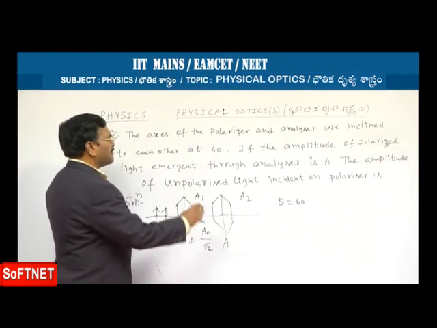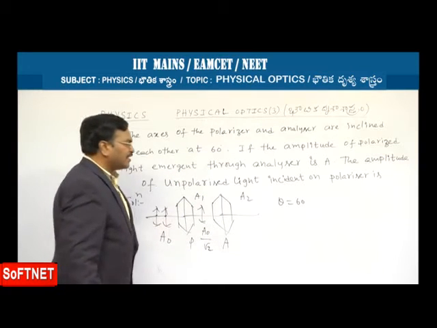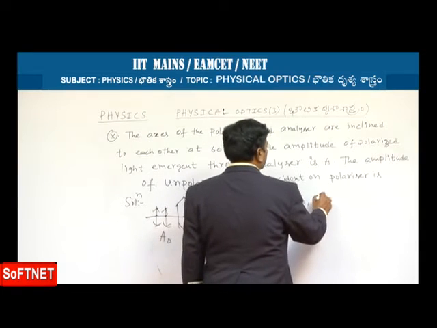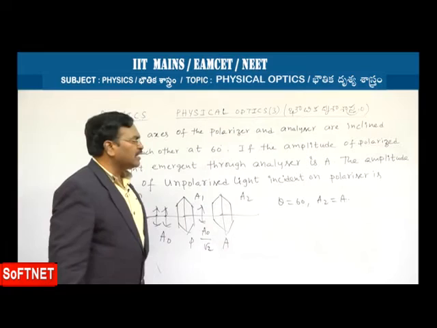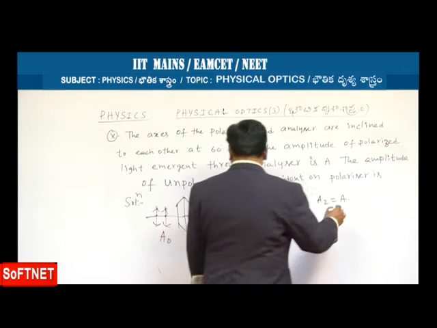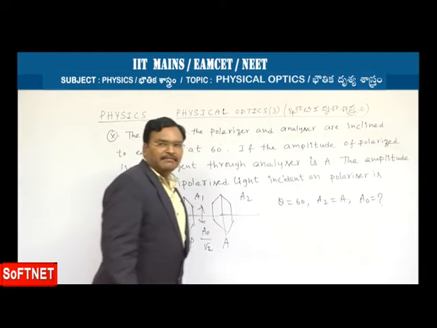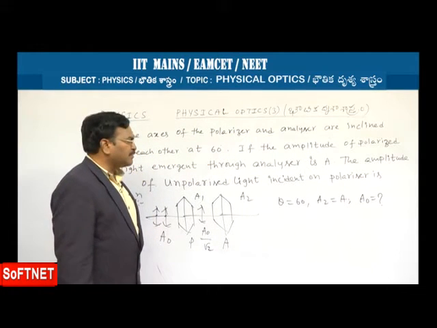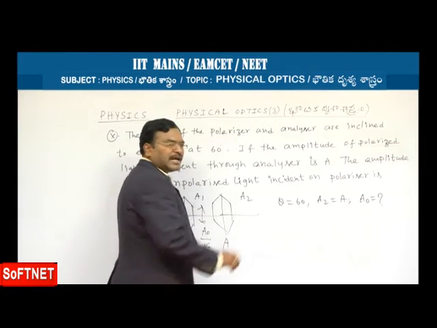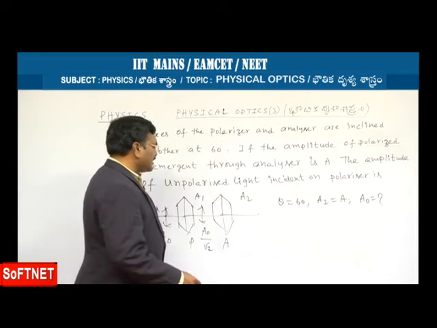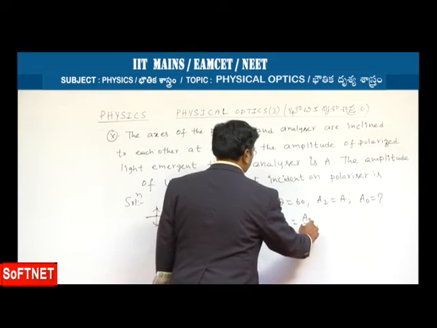Now, the amplitude of light emergent through the analyzer, A2, is given according to the question as A. We want to calculate the amplitude of unpolarized light incident on the polarizer, the A naught value. First you take it like that: let A naught be the amplitude of unpolarized light. So according to our theory, A1 is equal to A naught by root 2.